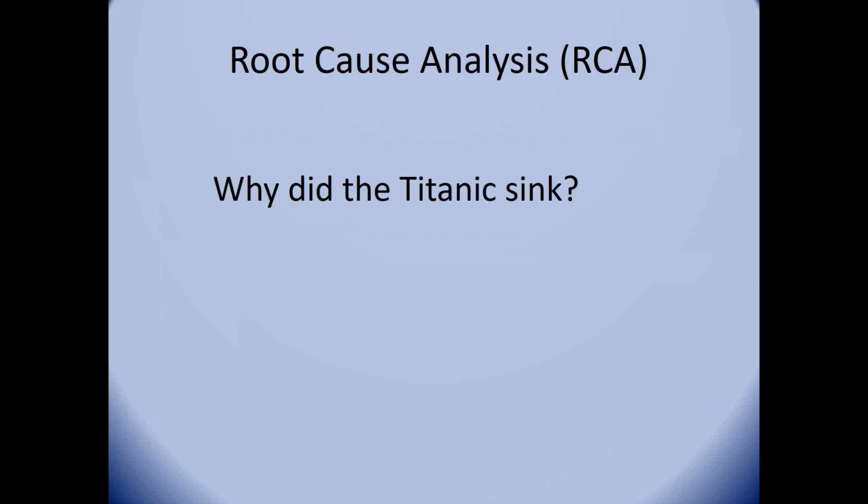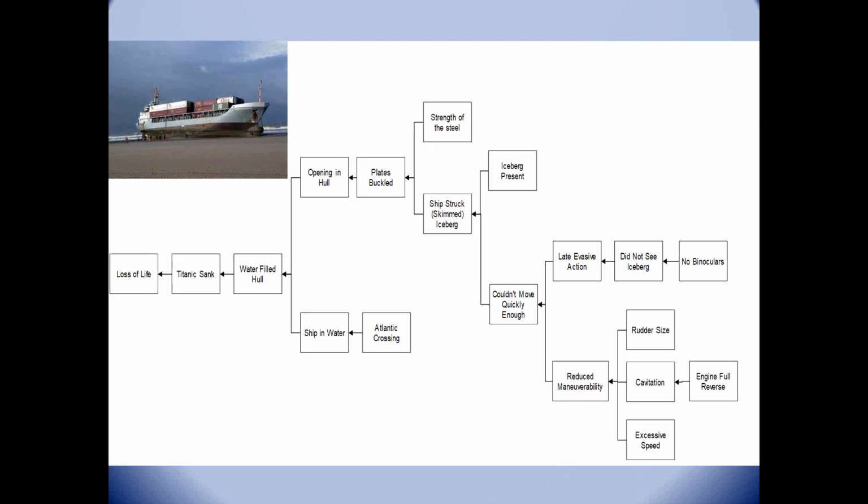If I ask the question, why did the Titanic sink? I've asked this question in large groups, and you get multiple answers, five to six different reasons the Titanic actually sank. The main one was it hit an iceberg, but what really caused it to sink? If you look at this here, you can see there were a number of reasons it sank. There was an opening in the hull where the plates had buckled. Of course, the ship hit or skimmed an iceberg. But again, there had to be an iceberg present. One of the main reasons was that the ship was in the water. If it wouldn't have been in the water, it would have never sunk.